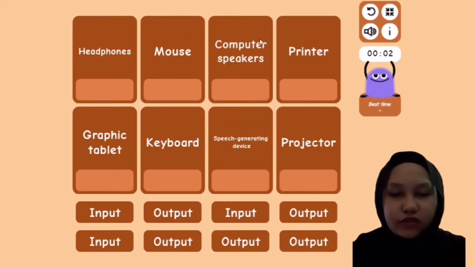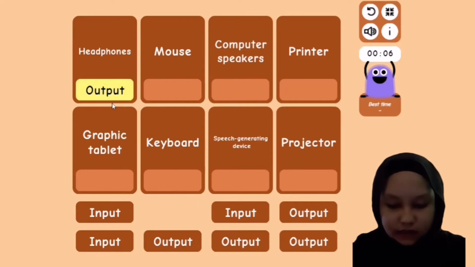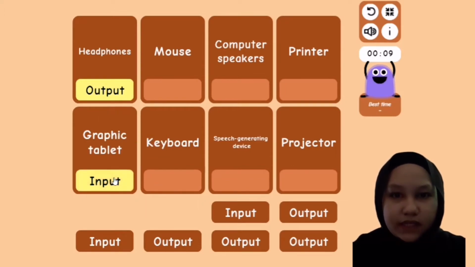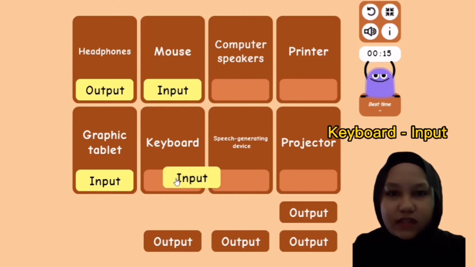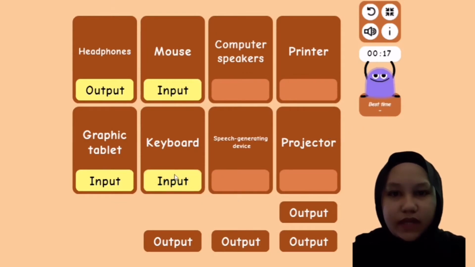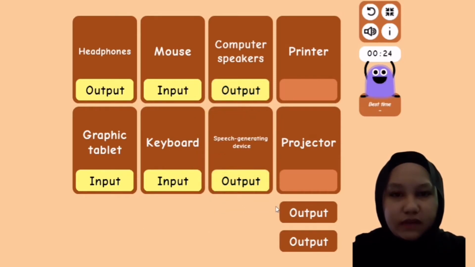The game that I chose for this website is Match Up. In this game, the player needs to match the words with their group. For example, keyboard, input. This way, it makes it easier to understand the output and input devices.